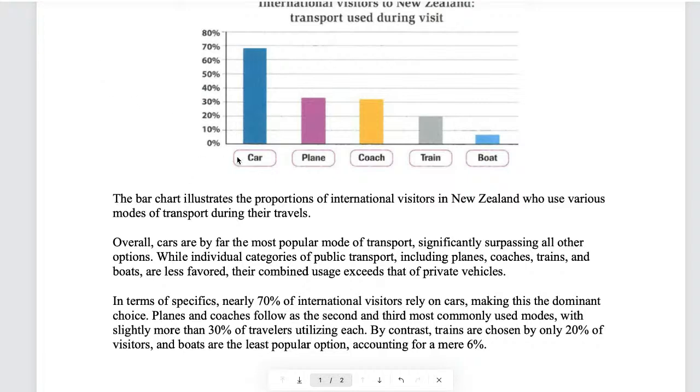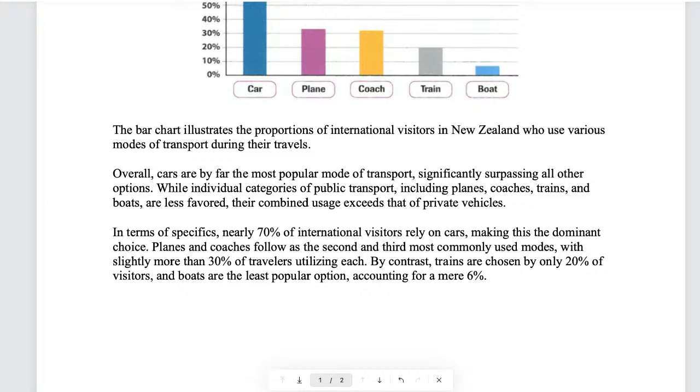Okay. Now we need to make some comparison here. Okay. Now you write like this. Okay. Full stop. Full stop is what? Full stop. Continue. Why individual categories of public transport? Why individual categories?